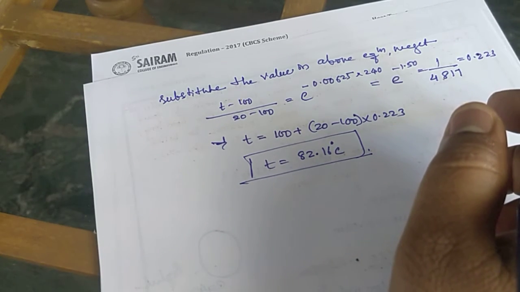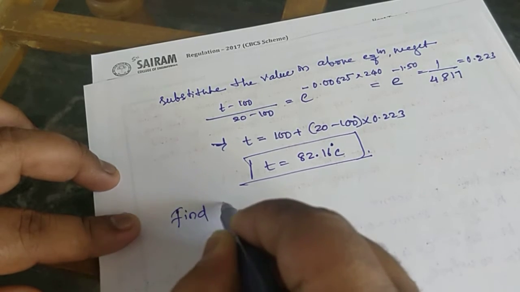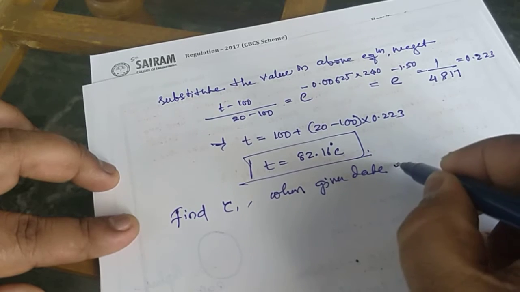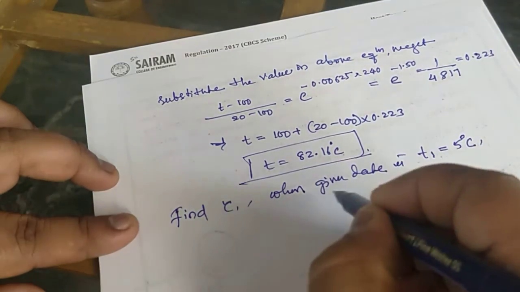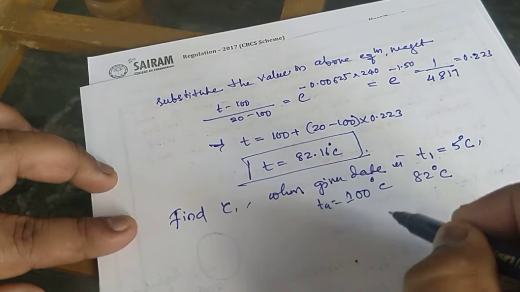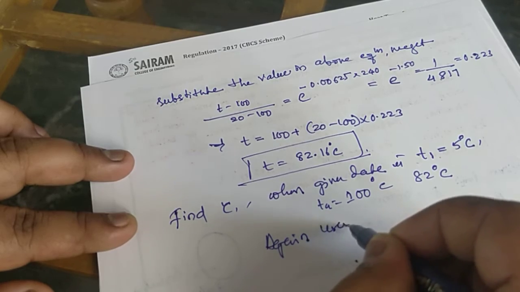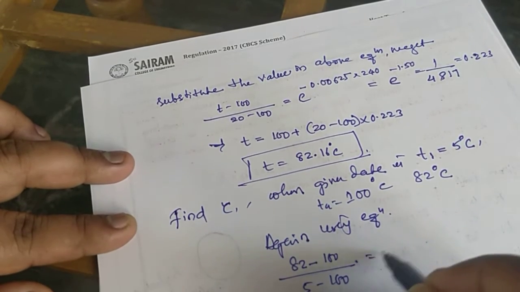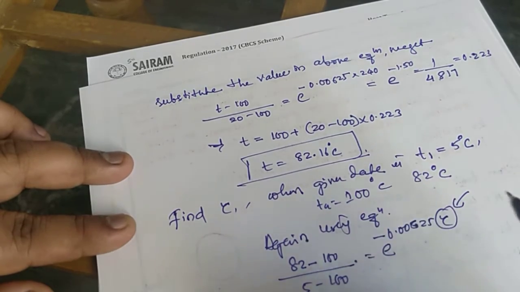Now let's find tau when the given data is T1 equal to 5 degrees centigrade. The water is boiling, so the ambient temperature T infinity is 100 degrees centigrade, and the final temperature is 82 degrees centigrade. So these are the temperatures given. Again using the equation, 82 minus 100 divided by 5 minus 100 is equal to e to the power of minus 0.00625 tau. We have to find out this value from this equation.